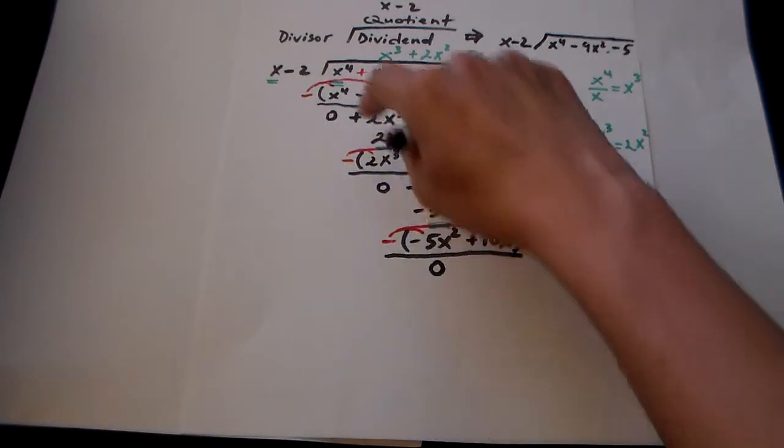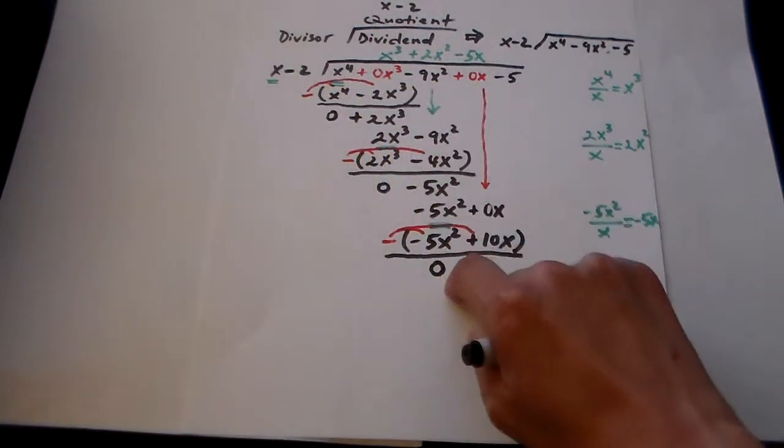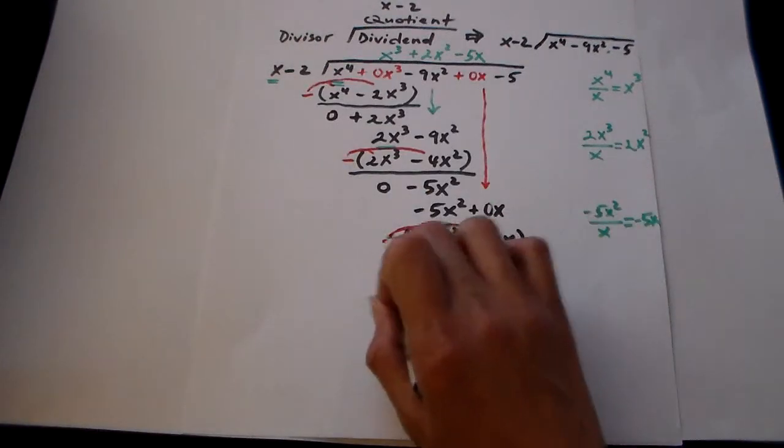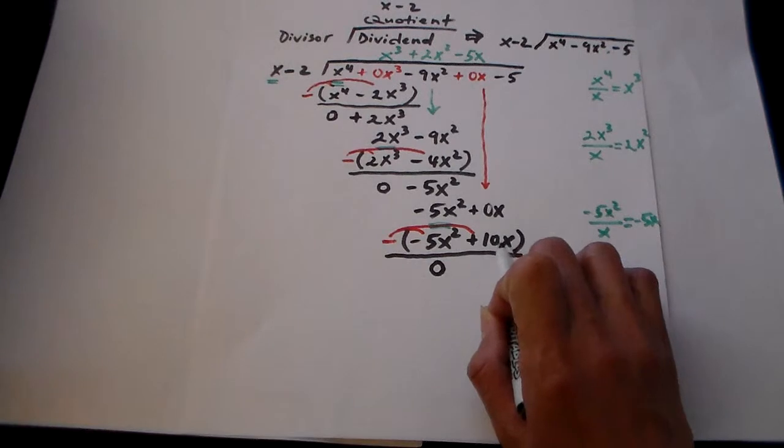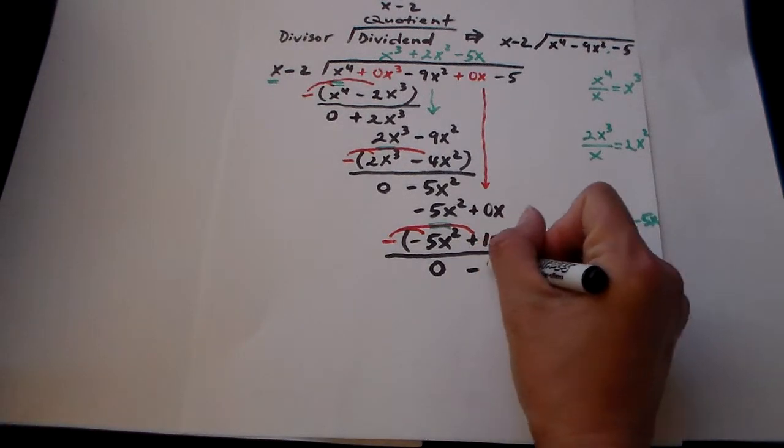Again, you should not be surprised. You want to eliminate the term with the highest power. 0, 0, 0, you see there is a pattern. So negative times positive 10x is negative 10x. So negative 10x plus 0 is negative 10x.